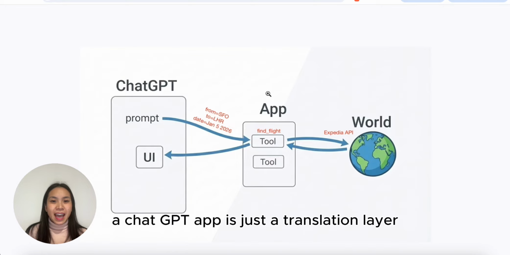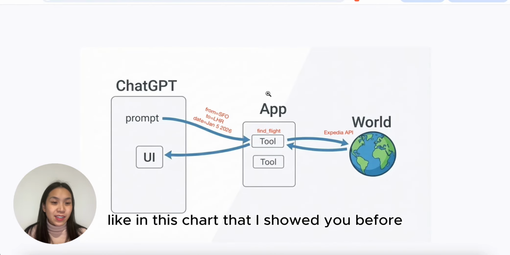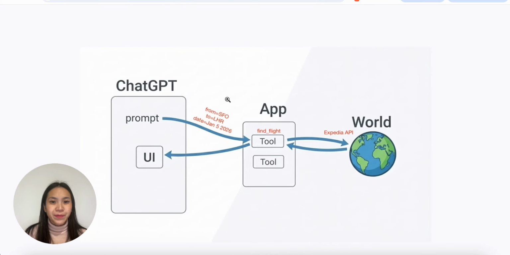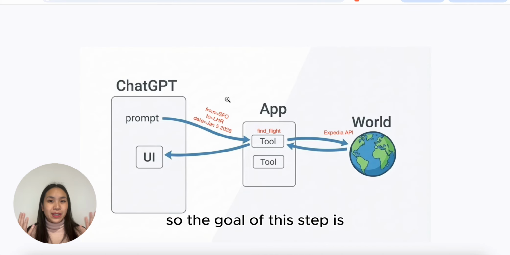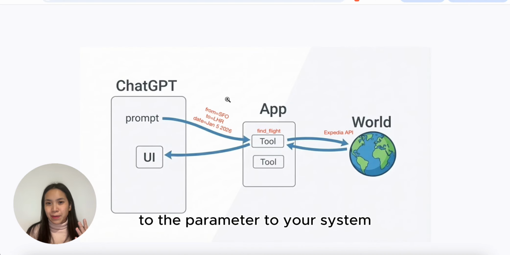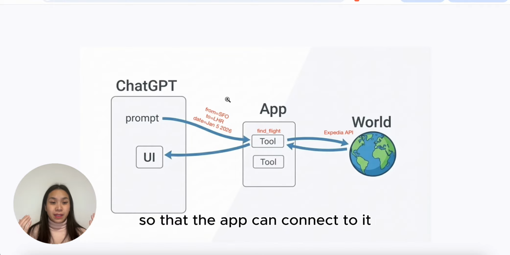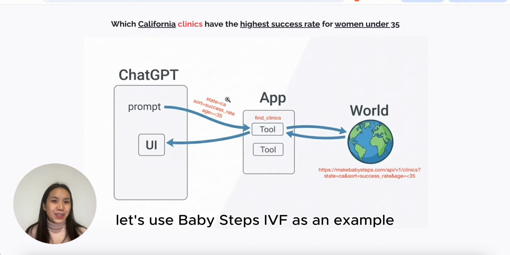A ChatGPT app is just a translation layer between the messy human prompt and your system, like in this chart that I showed you before. So the goal of this step is mapping out how information flows from the prompt to the parameter to your system, and making sure that your system has everything it needs so that the app can connect to it. Let's use Baby Step IVF as an example.